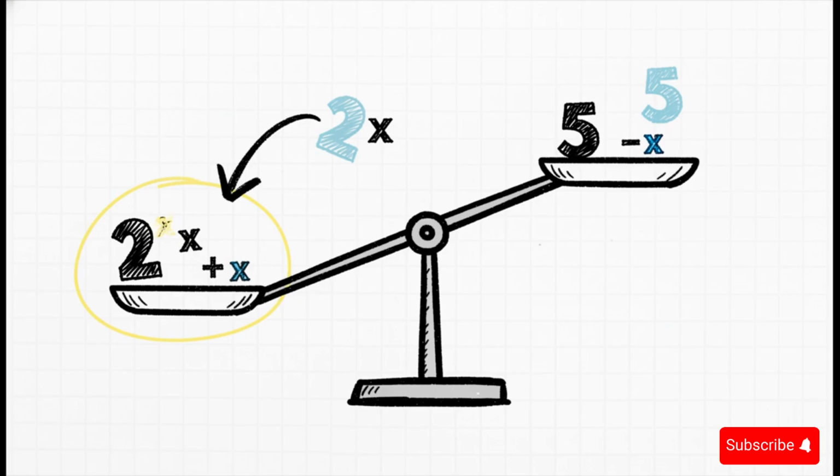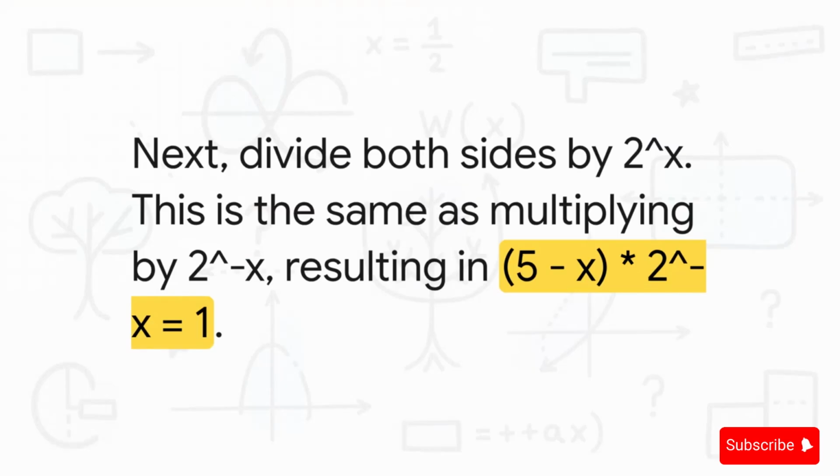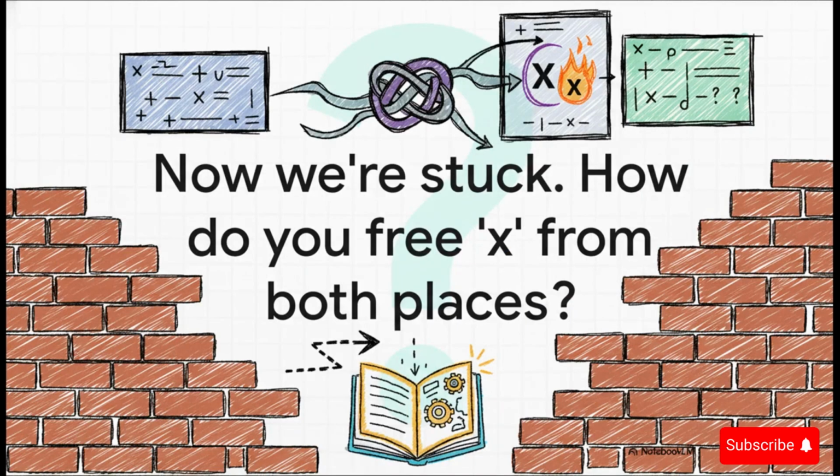A good, clean start. Now, the next instinct is probably to get all the stuff with x onto one side of the equation. A pretty standard way to do that would be to divide both sides by 2 to the x. So when we do that, we end up with this: 5 minus x times 2 to the negative x, and that whole thing equals 1. Okay, and we've hit a wall, a total roadblock.